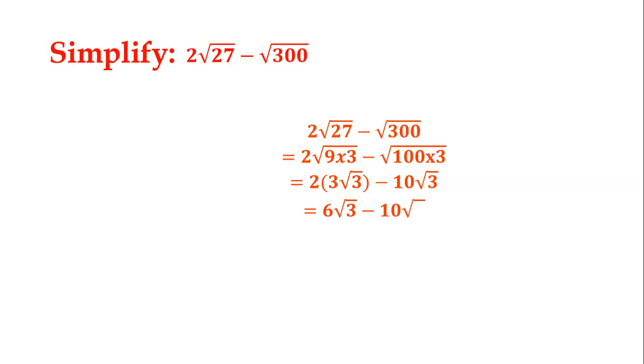So now I am going to simplify. What is 6 root 3 minus 10 root 3? This is minus 4 root 3. So the basic idea: take the numbers inside the root, simplify them into the smallest form, and then perform the operations.